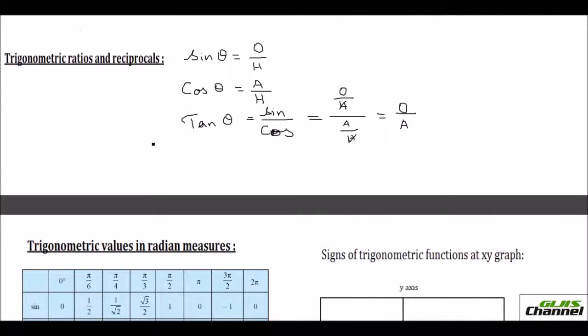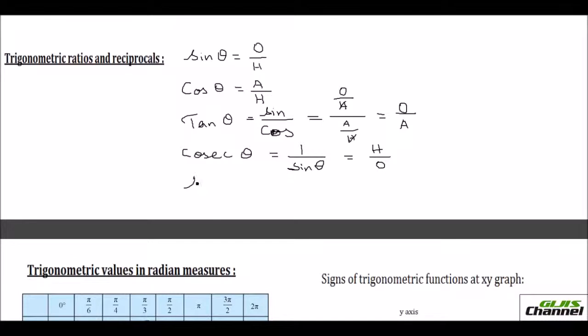Now, if you know these 3 ratios, the other 3 ratios are very easy because the next one is cosecant theta. This is the reciprocal of sine theta. So that's 1 over sine theta. The reciprocal of sine theta, where sine theta is opposite over hypotenuse, would be hypotenuse over opposite.